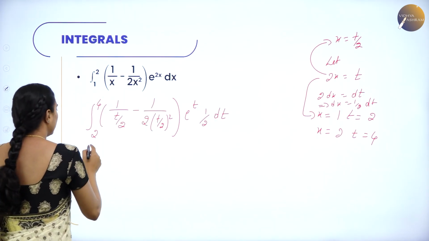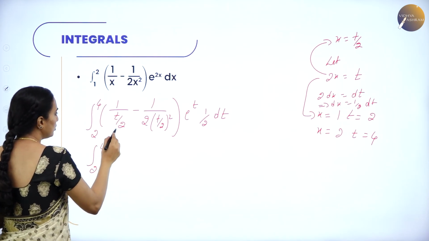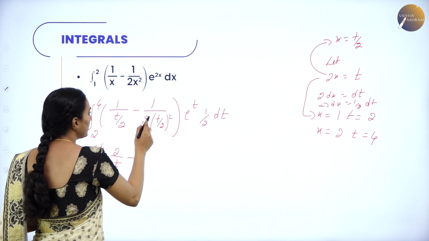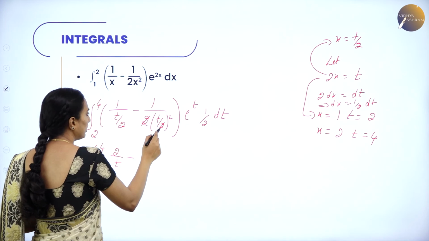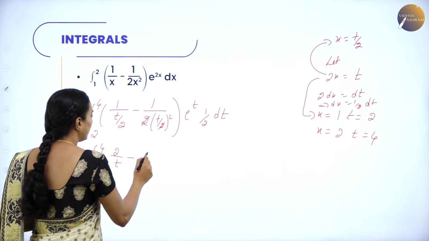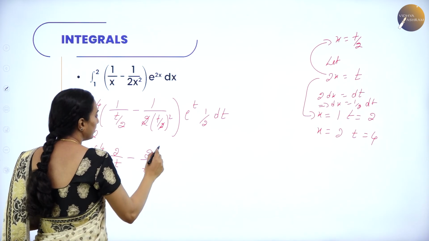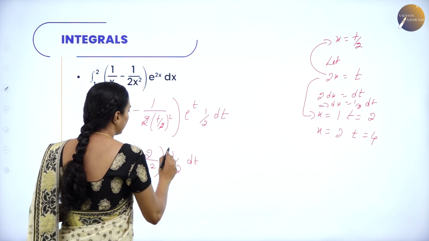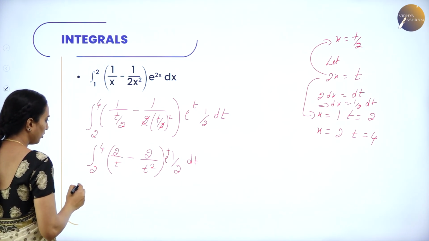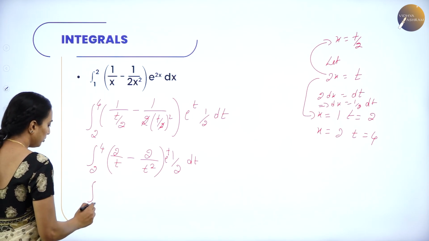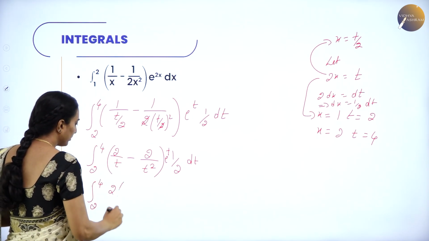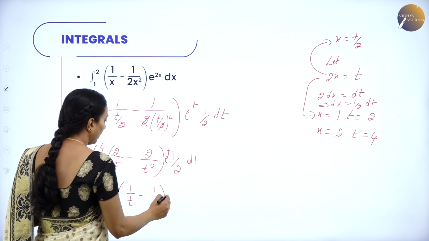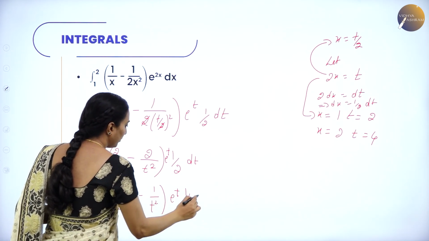Now you have 2 to 4. This 2 will go to the numerator, 2 by t minus, the 2 ones are 1, 2 will get cancelled. So another 2 will remain here, which will go to the numerator, 2 divided by t squared. Now you have 1 by 2 into dt into e power t, right? Now here also 2 can be taken common. If you take 2 common, 2 to 4, 1 by t minus 1 by t squared, e power t into 1 by 2 into dt.